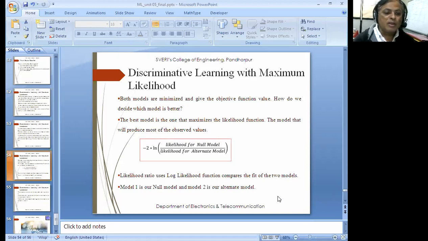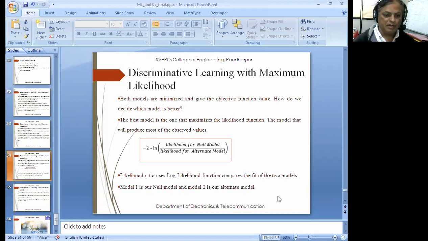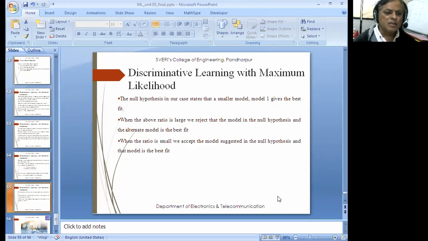So model 1 is a null model and model 2 is our alternate model. So you can see that the features, if we compare, model 1 में जो कुछ features हैं वो model 2 में भी हैं, so model 2 हमारा alternative बनेगा और model 1 आपका null model बनेगा. The null hypothesis in our case states that smaller model 1 gives the best fit. ये देखा गया है कि उसमें कम फीचर्स होने के बावजूद स्मॉलर मॉडल है लेकिन वो बेस्ट फिट होता है.